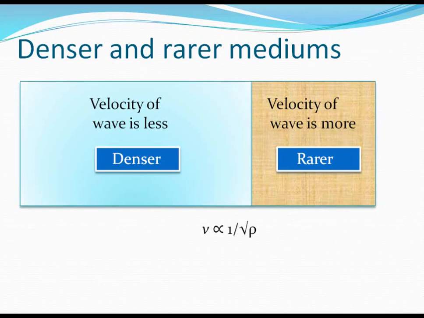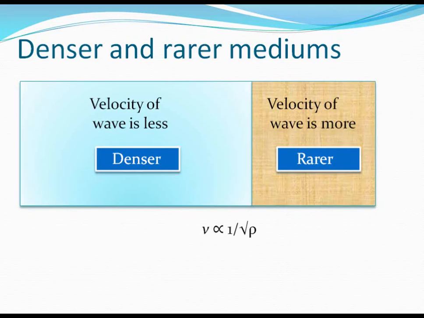Generally we talk of the word denser and the word rarer relatively. That is, one medium will be denser relative to the other medium. Now take sound for example. Sound waves can travel in air, but they can travel much faster in steel.